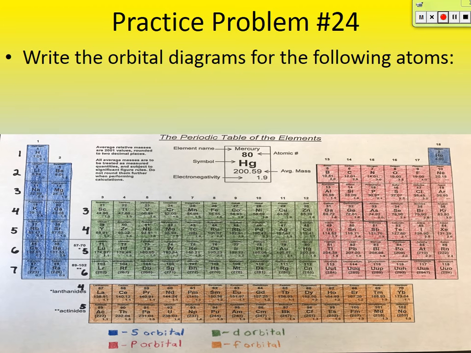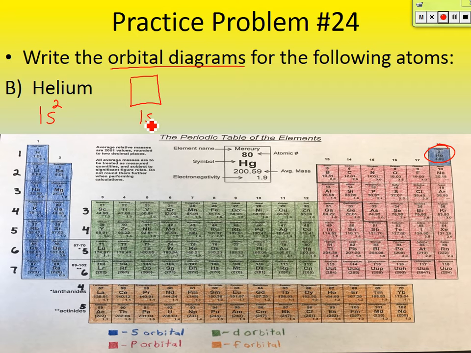Okay, let's go to helium. Help me out. Helium is right here. Let's write the electron configuration first. What is it? 1s2. So if we write the orbital diagram, how many boxes in the s orbital? 1. So I'm going to draw 1 box and put the 1s orbital underneath it. We're labeling the box. Now we've got 2 electrons.